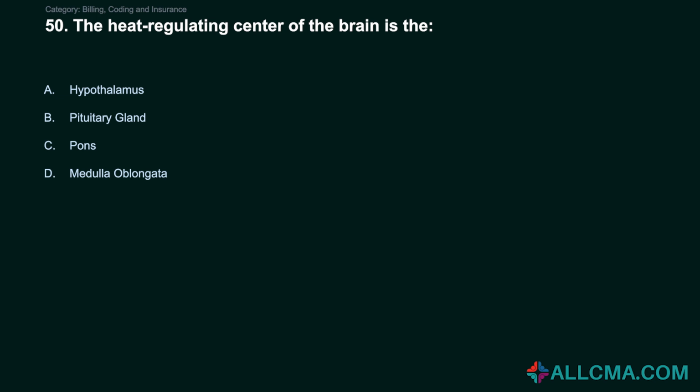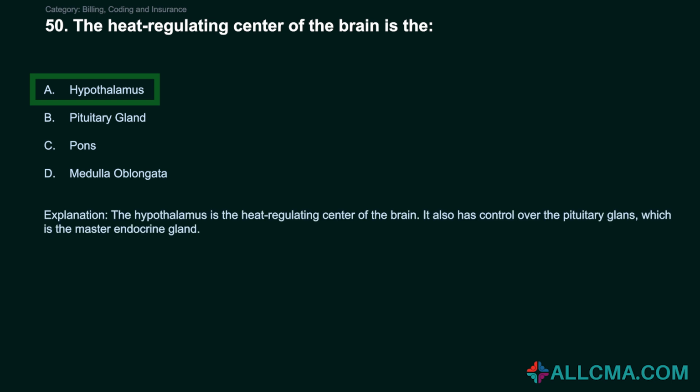50. The heat-regulating center of the brain is the A. Hypothalamus. B. Pituitary gland. C. Pons. D. Medulla oblongata. Correct answer, A. Hypothalamus. The hypothalamus is the heat-regulating center of the brain. It also has control over the pituitary gland, which is the master endocrine gland.